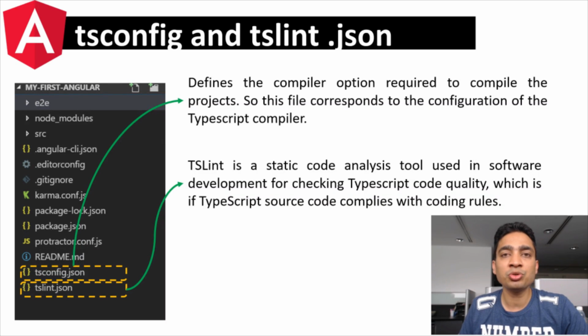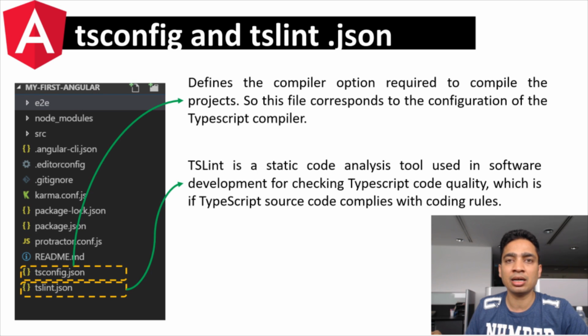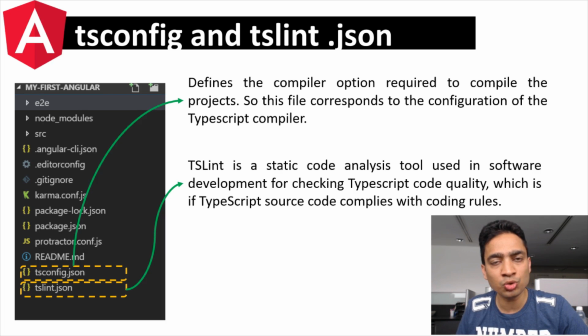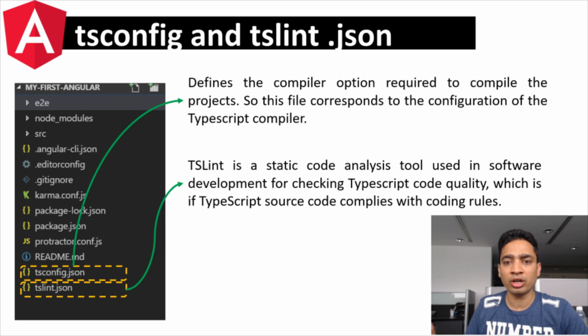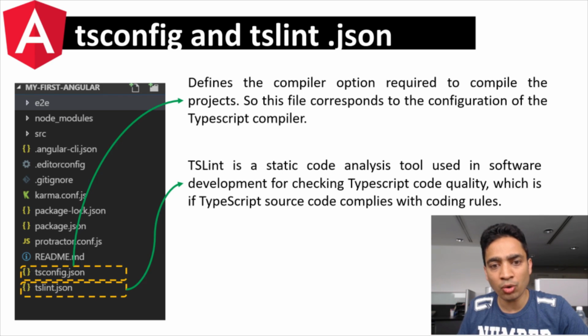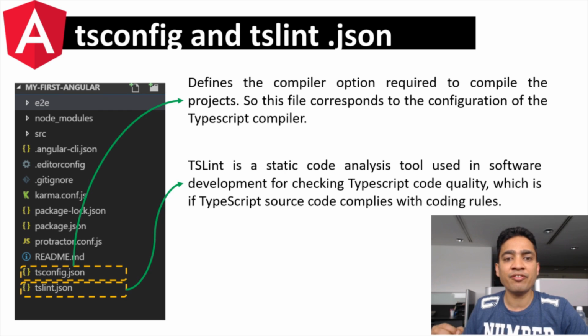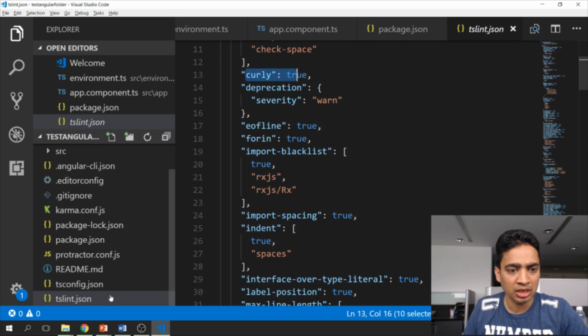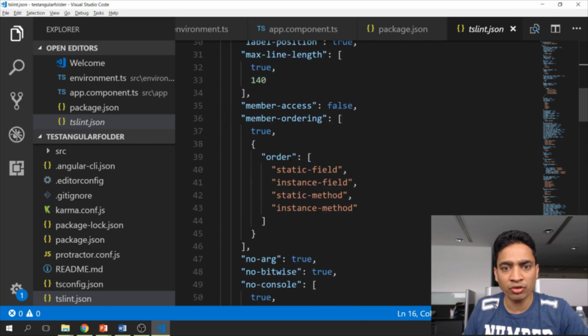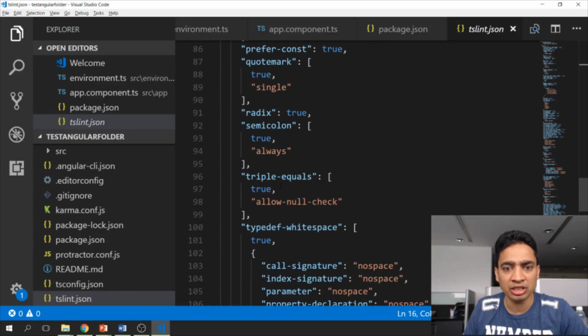So let's now look into another file, which is tslint.json. This file basically helps to check TypeScript code for readability, maintainability, and functional errors. tslint is a static code analysis tool used in software development for checking TypeScript code quality, which is whether TypeScript code complies with the coding rules that are mentioned under this file. So this is the file that I am talking about. These are a set of rules that have been defined under this file.